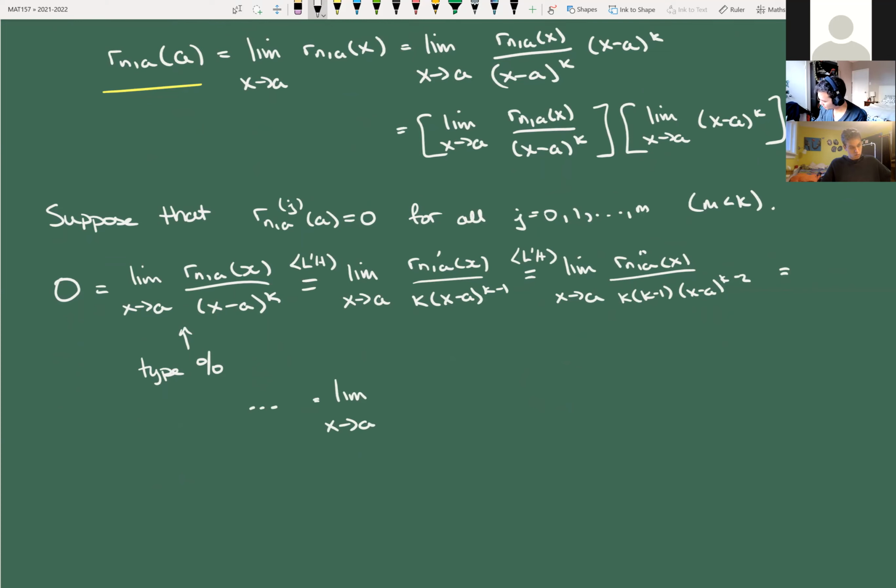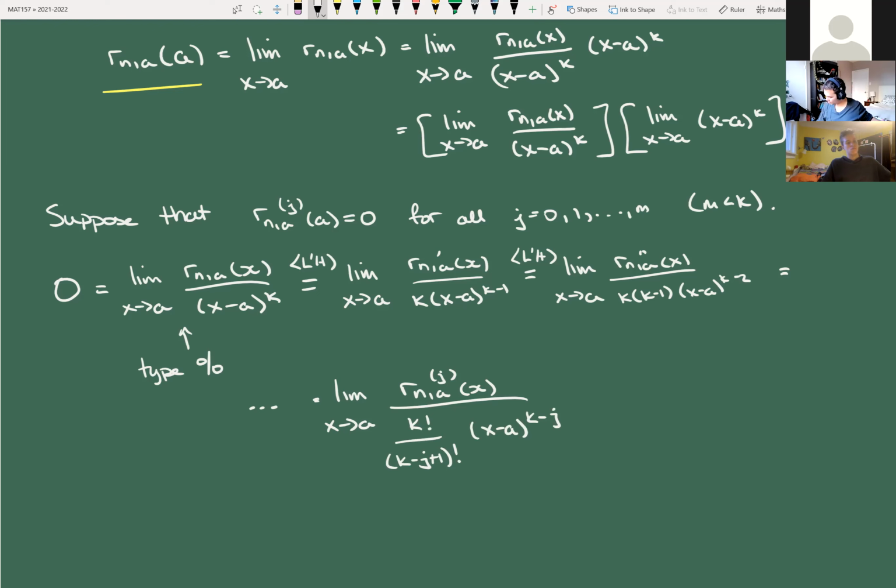All right, so let me see. So I'm going to get R_{n,a}^{(j)}(x) divided by, what is this nasty term? If that's the k minus first derivative, it's going to be k minus the number of derivatives. Right, okay, so it's going to be k factorial over (k minus j) factorial, times (x minus a) to the k minus j.